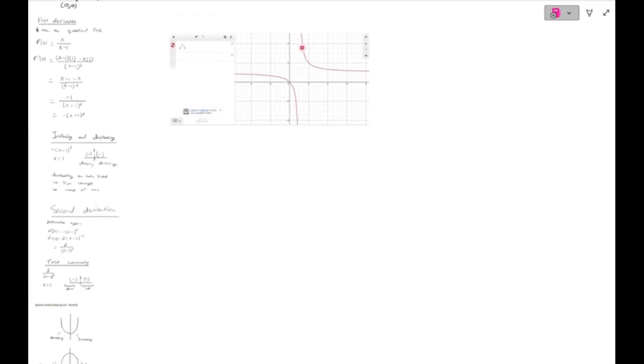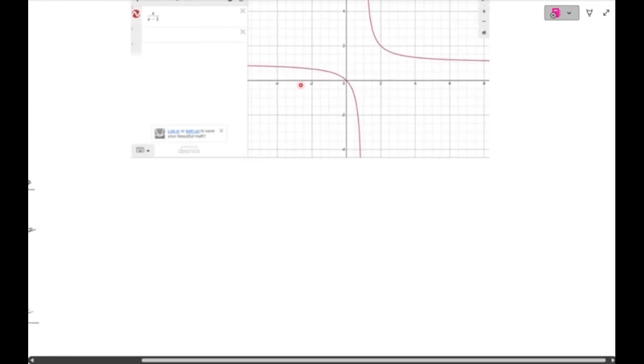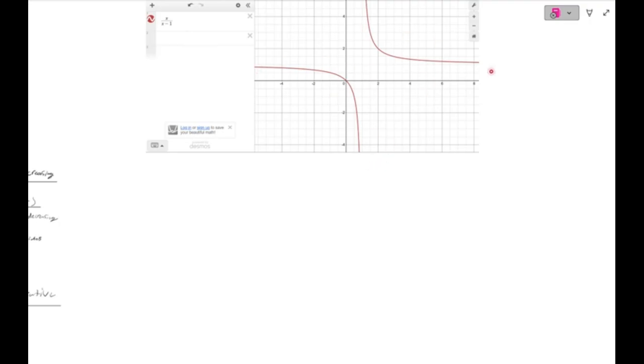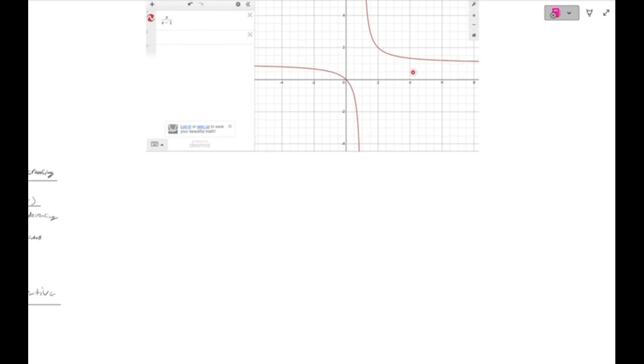Overall, the graph has a vertical asymptote at x equals 1 and a horizontal asymptote at y equals 1. It passes through the point (0, 0), as we can see right here. It is always decreasing, concave down on the left side and concave up on the right side. The left branch goes down toward negative infinity near the asymptote, and the right branch comes down from positive infinity and approaches y equals 1, but never touches it.